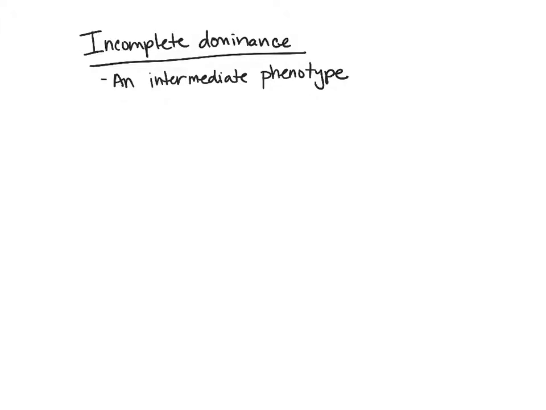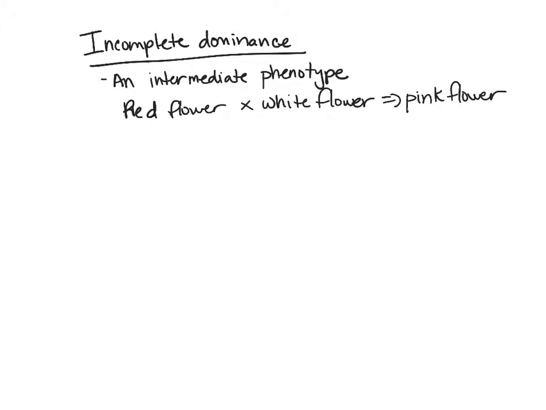So this would be an example of if we cross a red flower with a white flower. What do you think would be our intermediate phenotype? So in this case, we're not getting blotches of red and blotches of white, which is what we would see in codominance. Instead, what we're getting is some sort of intermediate, meaning an in-between phenotype. So in between red and white, mix those together, we get pink.